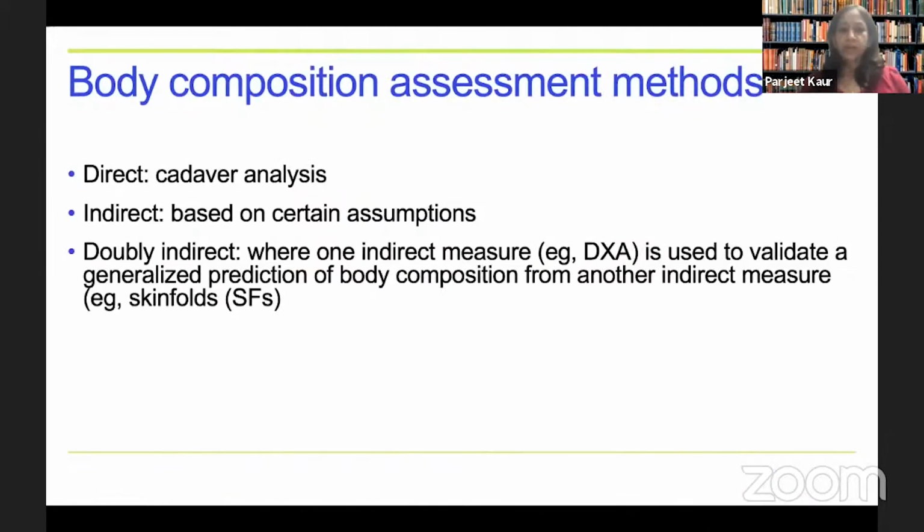So broadly, these body composition assessment methods can be divided into the direct methods, that's cadaver analysis, which obviously cannot be done. It's in vitro analysis. Then there are indirect methods and doubly indirect methods. Now the indirect methods are the ones based upon certain assumptions, and whatever we have available today are the indirect methods only. Doubly indirect are the ones in which one indirect measure, for example the DEXA scan, is used to validate a generalized prediction of body composition from another indirect measure. For example, skin folds. So we are using one indirect method to validate another indirect method. That's our doubly indirect methods.